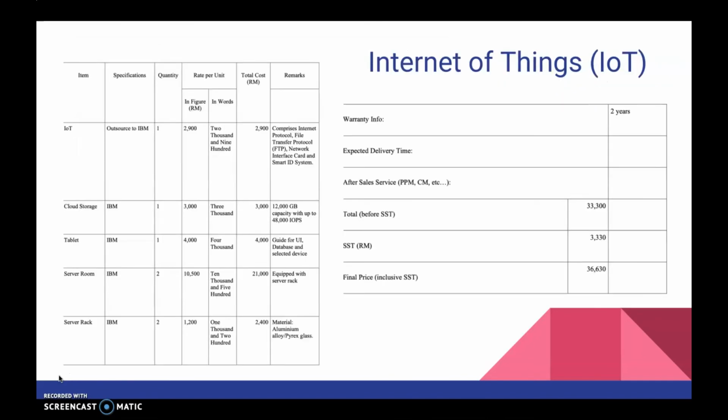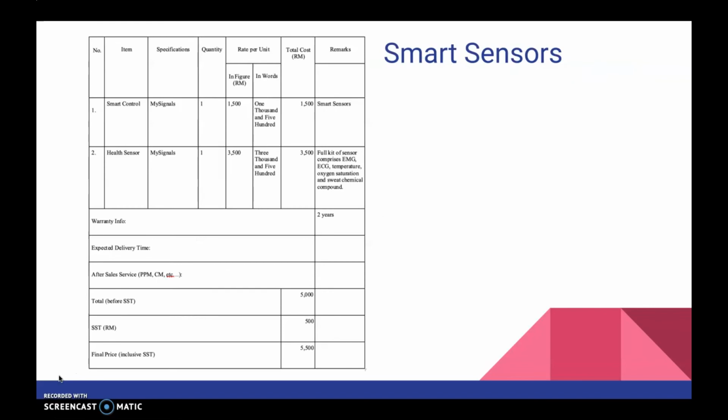For Internet of Things (IoT), the whole system will be installed by IBM company, which takes up to approximately 36,630 ringgit Malaysia. Next, the installations of smart sensors will include two predominant items, which are smart control and a series of health sensors which will be needed for laboratory use. The cost for installation of this system will take up to approximately 5,500 ringgit Malaysia. The company that provides the installation of this technology is MySignal.